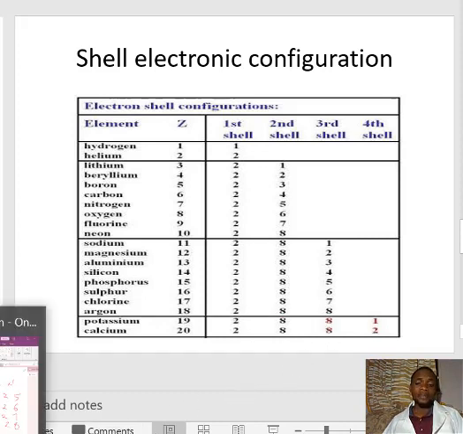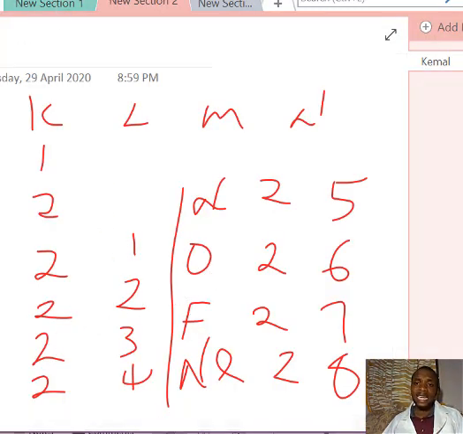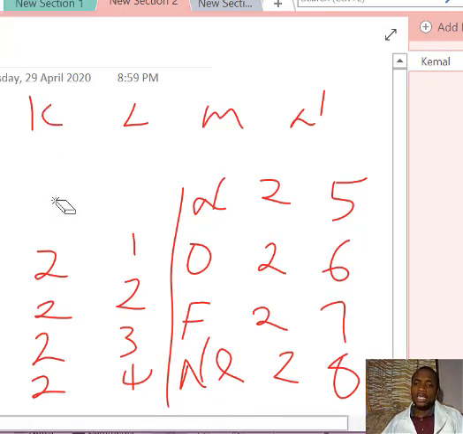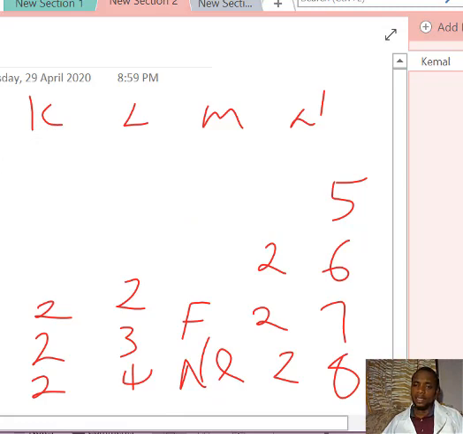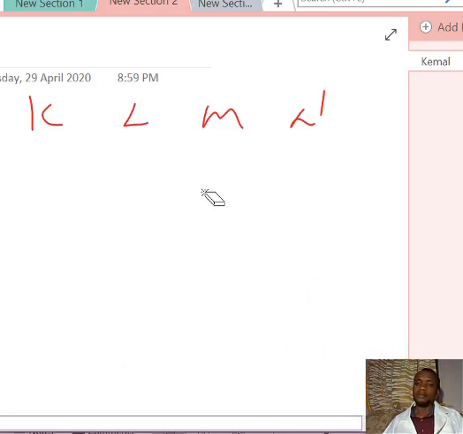Mind you, we said that this third shell, which is the M shell, can accommodate 18 electrons. But here we see us giving it only 8. After giving it 8, we transferred 1 electron to the N shell. This is due to the Aufbau principle.